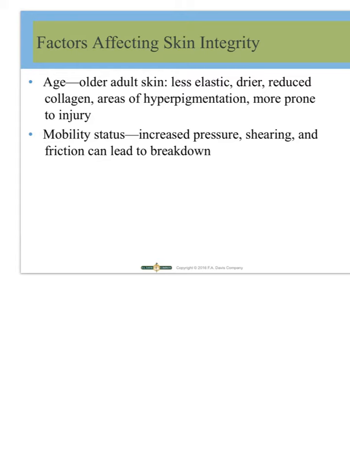especially if they have immobility factors, friction and shear, moisture, incontinence, poor nutrition, poor perfusion, their age, we've talked about, skin condition, and altered level of consciousness. The older adult skin is less elastic, it's drier, it does have reduced collagen, has areas of hyperpigmentation, and they're just more prone to injury.